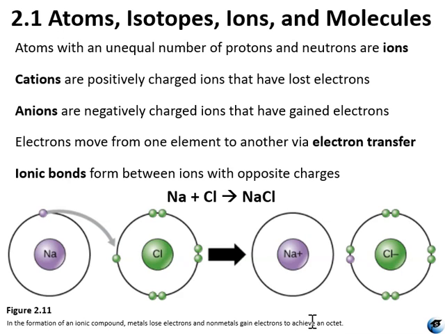Figure 2.11 is showing the formation of an ionic compound, NaCl, which is table salt. Note that the Na is losing an electron and giving it to Cl. And that is why Na is positively charged and Cl is going to be negatively charged.